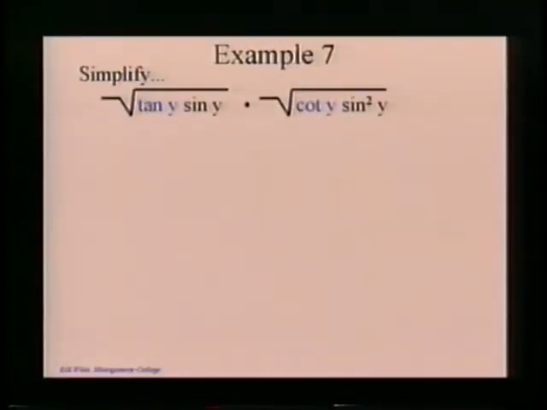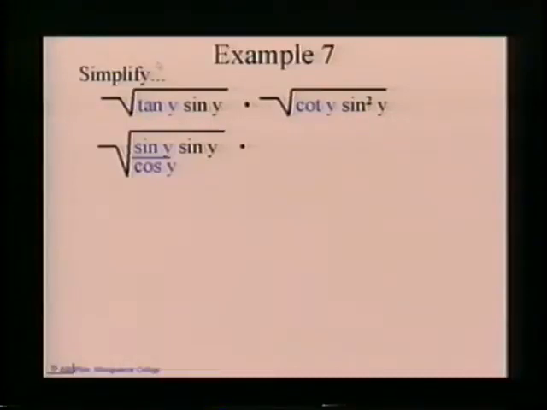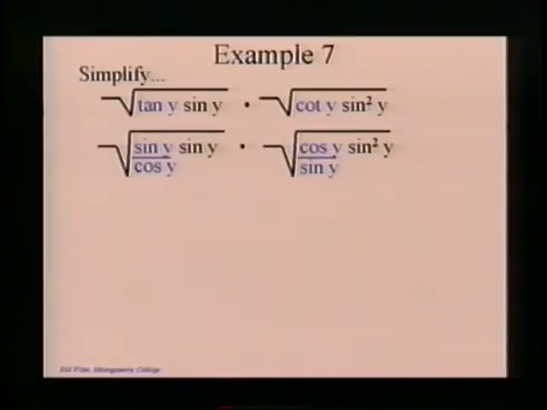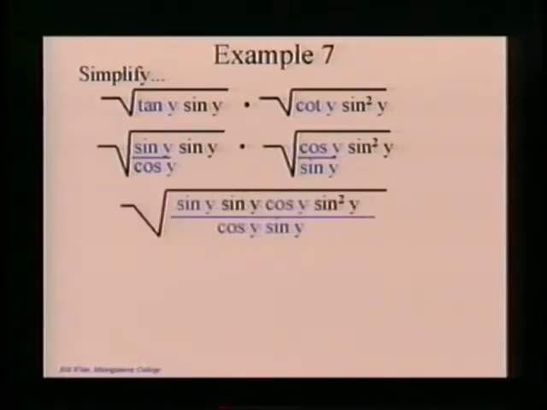Let's put them together into one. First thing I did was change the tangent into the sine over the cosine, which leads me to believe I'm going to change the cotangent. Remember what the cotangent is? It's the cosine over the sine. Now, hopefully, if I put them all together, I'm going to get some canceling. And then we'll simplify.